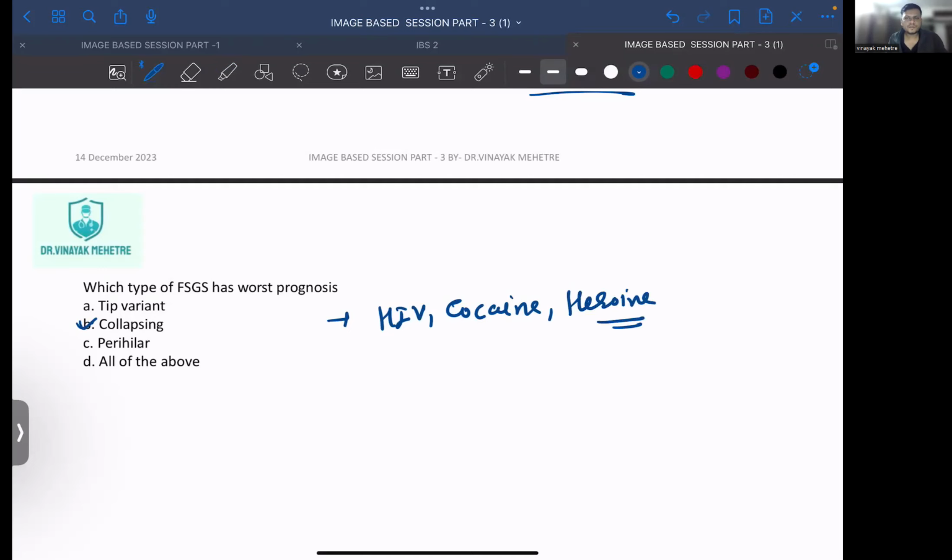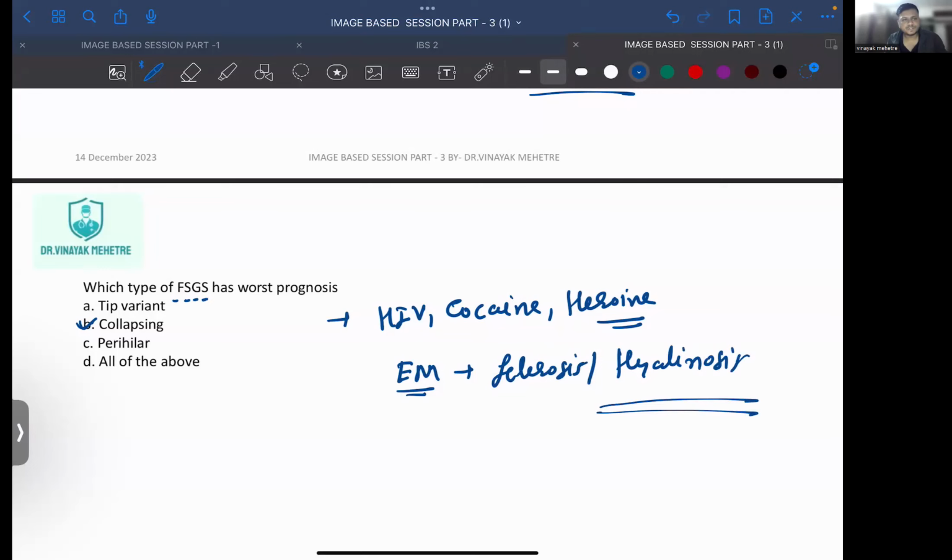Okay, what will be found on electron microscope? Name itself speaks. Actually, focal segmental glomerulosclerosis. So on electron microscopy, what we are going to see? It is written in the name, yes, we are going to see sclerosis. And this is what is called hyalinosis. Hyaline deposition.